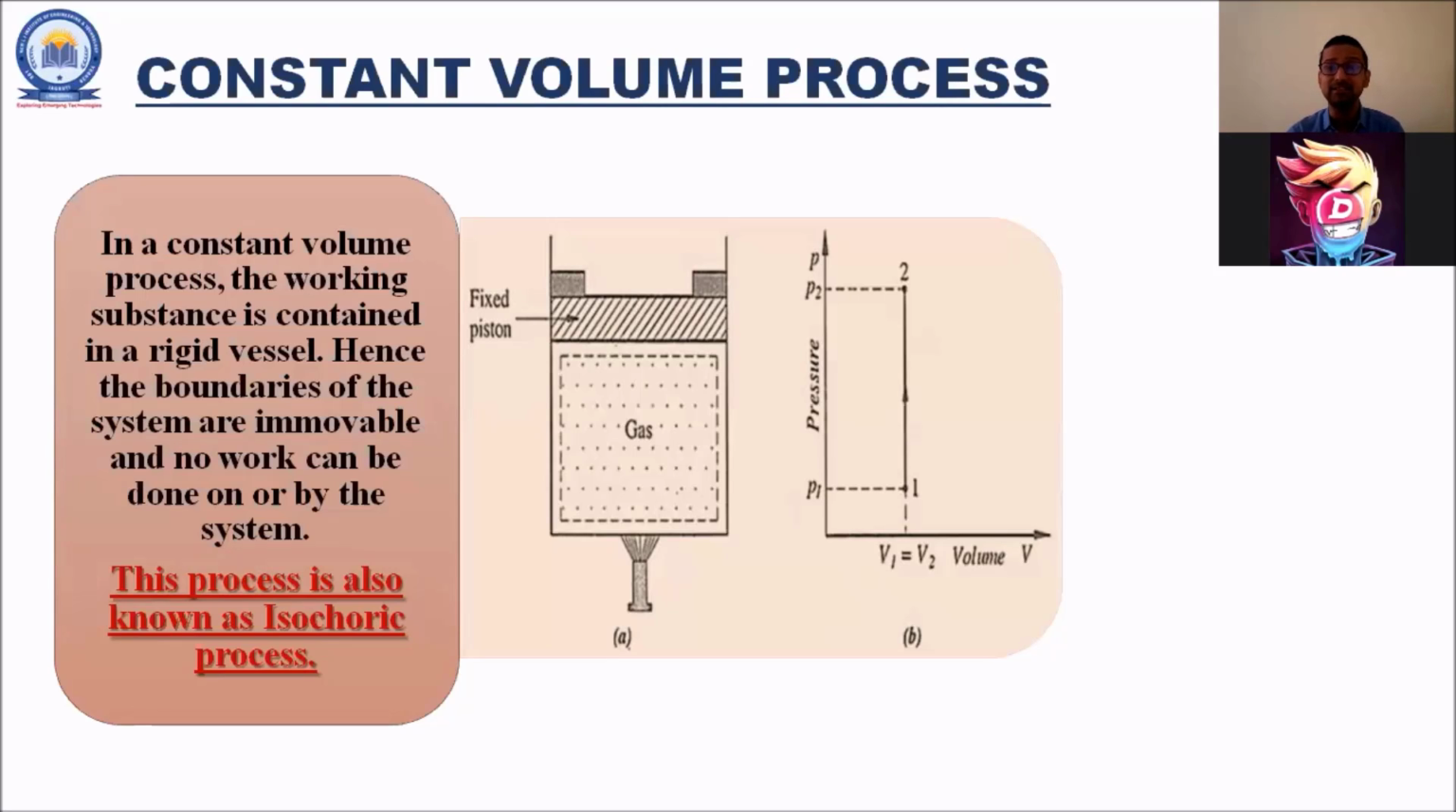Hence, we are considering the boundaries of the system are immovable. Since the boundaries are immovable in the system, there is no change in the volume of the gas. And also you are seeing in the figure, since the gas is contained or supplied to the container and we are having a piston on the top of the gas, but that piston is fixed. So now we can tell that the boundaries of this system are immovable. Hence the volume of the gas will remain constant.